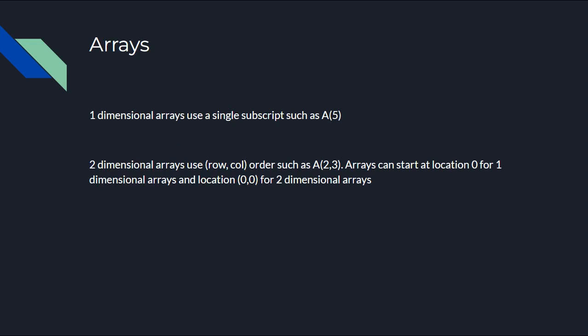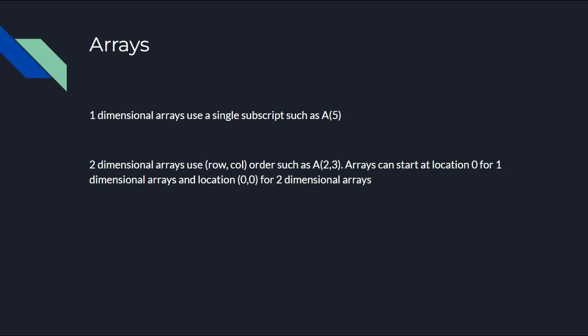Arrays. Arrays are super similar to other languages. One-dimensional arrays use a single letter to index, single number to index. So A of 5 would give you the 6th element of the array. This is because the first element is the 0th element, essentially. So A of 0 would give you the first element.